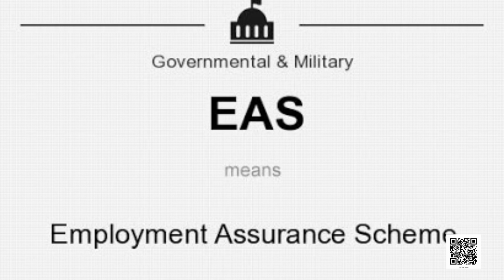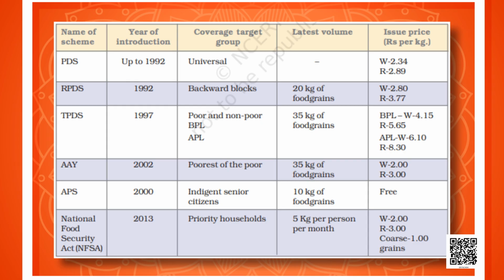Now let's move ahead and look at the current status of the public distribution system. Public distribution system is the most important step taken by the Government of India towards ensuring food security. In the beginning, the coverage of the PDS was universal with no discrimination between the poor and the non-poor. Over the years, the policy related to PDS has been revised to make it more efficient and targeted. In 1992, revamped public distribution system was introduced in 1700 blocks in the country. The target was to provide the benefits of PDS to remote and backward areas.